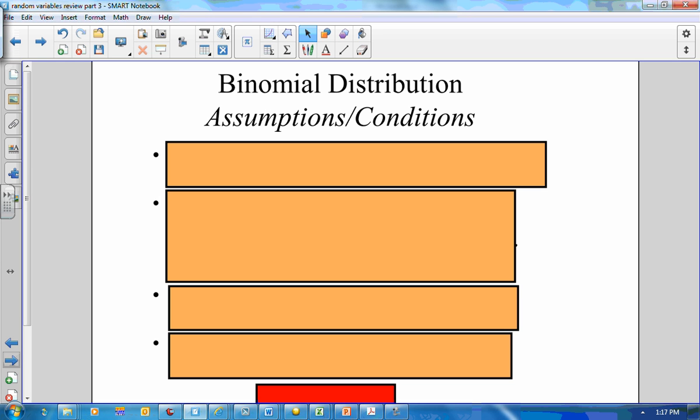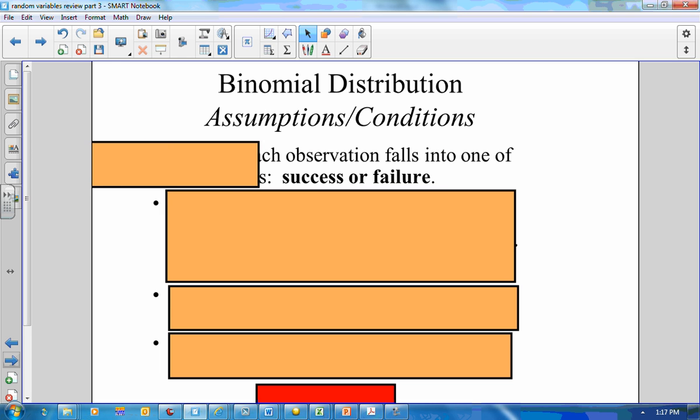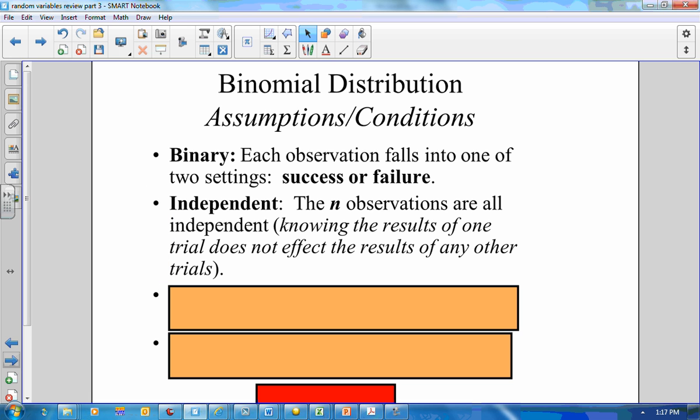So a binomial distribution, like all distributions, has some conditions that need to be met to make it the appropriate distribution to use. First, it needs to be a binary situation, meaning that each observation falls into one of two settings, either success or failure. Second is independence. Each of the n observations have to be independent of each other. In other words, knowing the outcome of one trial doesn't affect the results of any subsequent trials.